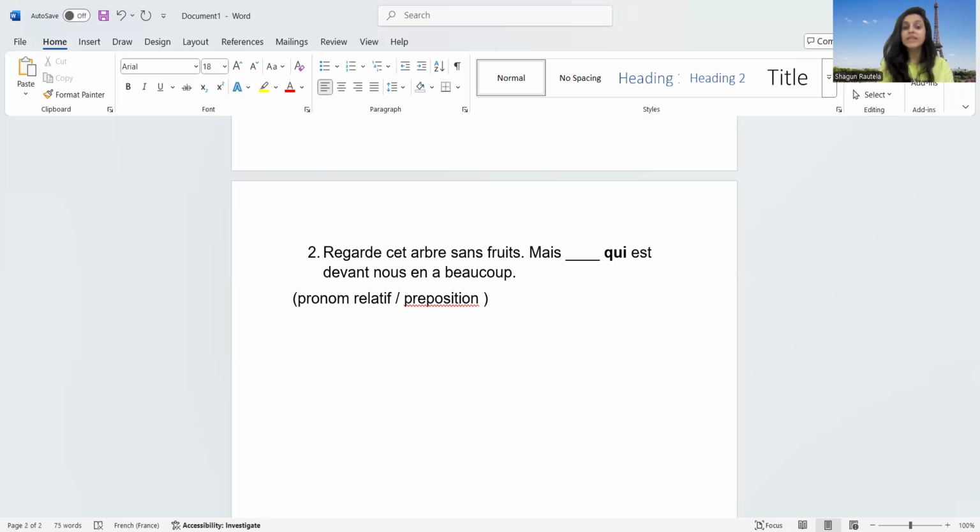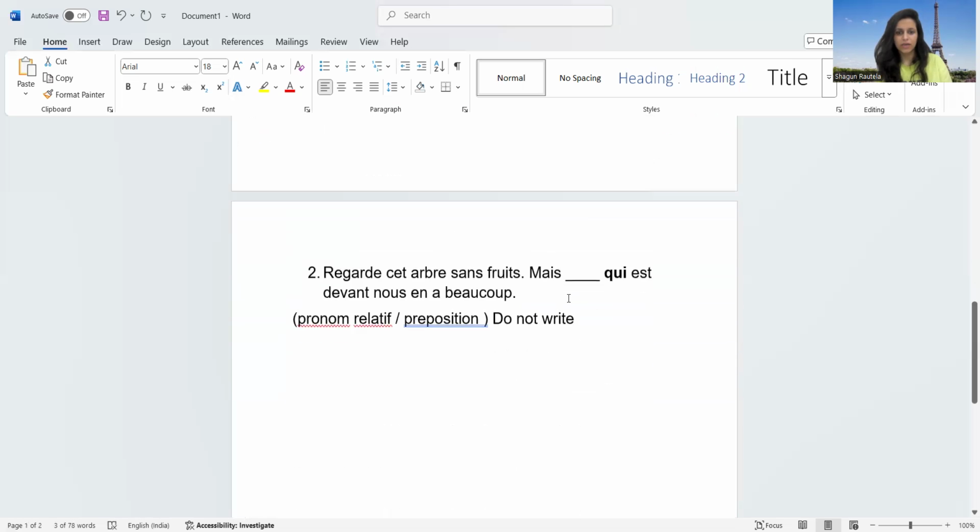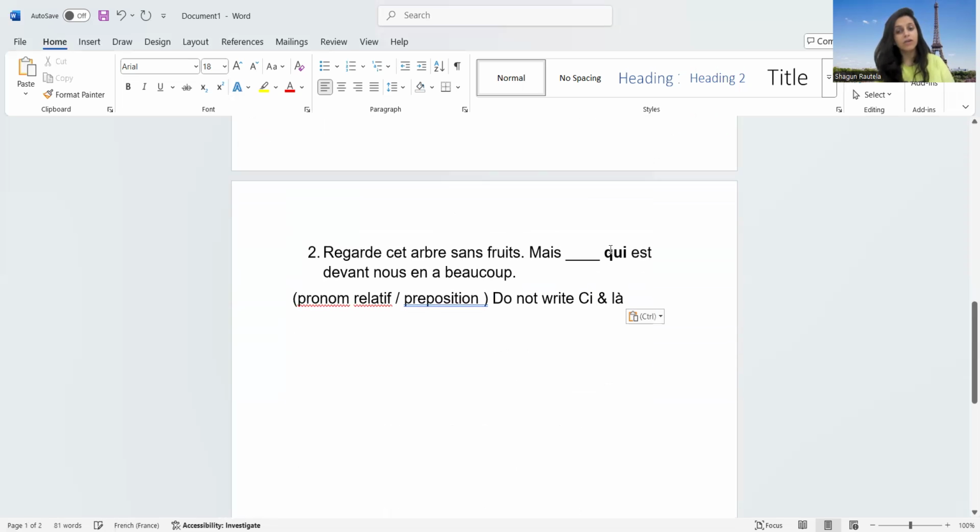Okay, in this case, do not write. That's our second rule. In this case, do not write ci and là. Okay, so watch this: tree without fruit. We are talking about a tree. This part is already given, okay? It's already given. We are talking about arbre. Arbre is masculine, okay? It's an exception.